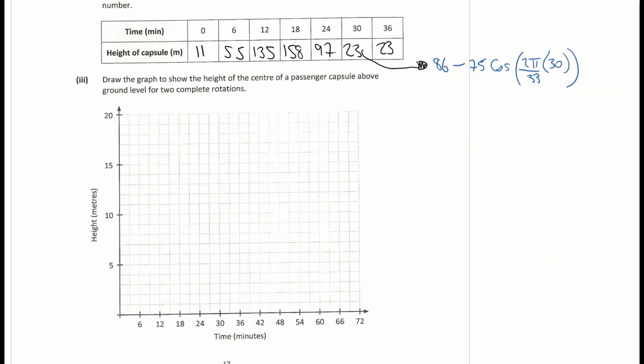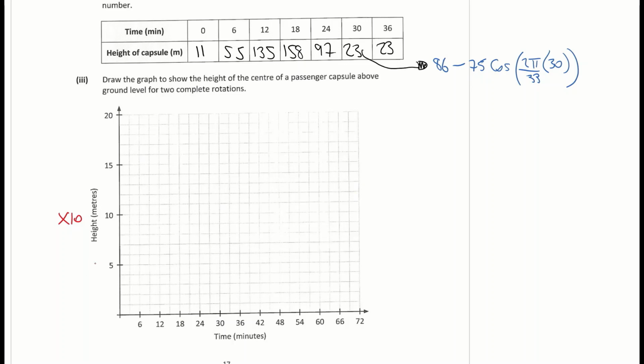So 0 on time up to 11 would bring me to, actually looking at our y-axis, look at the way it's done. It's height in meters, and it goes 5, 10, 15, 20. Now, our passenger capsule goes up to 160 meters. So I'm actually going to adjust our axes here, and I'm just going to multiply by 10.